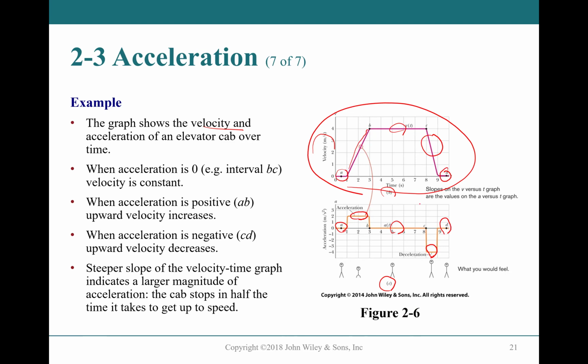So taking the derivative, you have a positive slope here, and then you have acceleration that is positive. You have a negative slope here, you are going to get acceleration that is negative. Okay, so be very careful. Going from A to B, you have upward velocity. Going from C to D, you also have upward velocity, but it decreases. So we have negative acceleration. So this is acceleration.